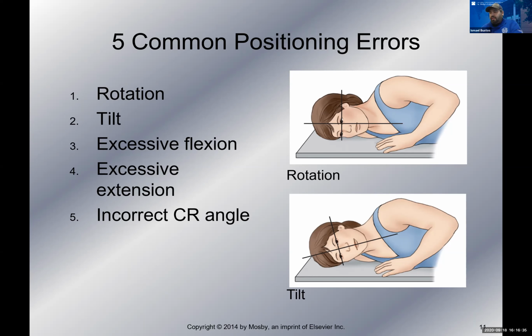All right. So those are the common errors that you're going to see. The other one is excessive flexion or extension. Of course, flexion, bringing the neck down, extension, bringing the head back. And then the last one you'll see is incorrect CR angle, which happens quite a bit. Okay. Biggest thing for you is understanding the difference between rotation and tilt.